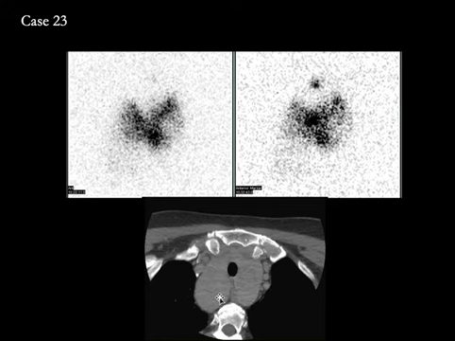Here's the right lobe of thyroid, which is enlarged and extending into the mediastinum. Here's the left lobe of thyroid, again enlarged and extending into the mediastinum. So those are some of the common patterns that you can encounter when reading thyroid uptake scans, and also when you are reading I-131 whole body scans in patients who have had thyroid cancer.